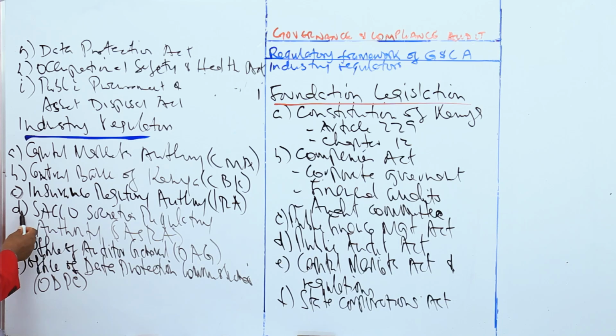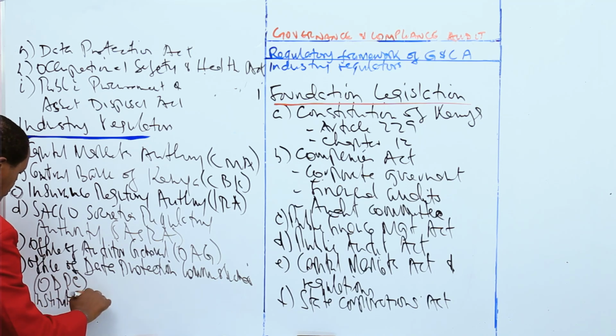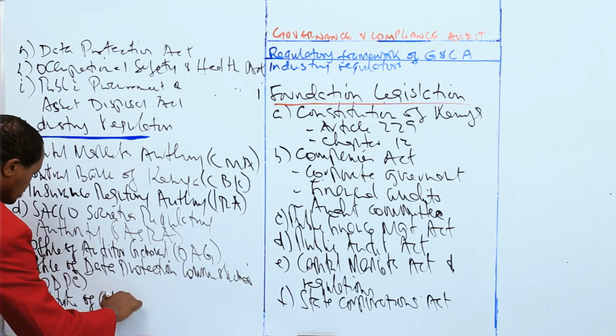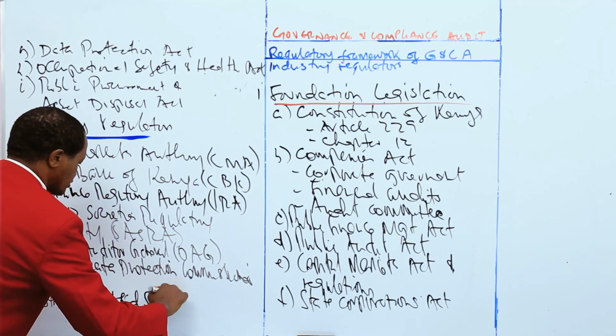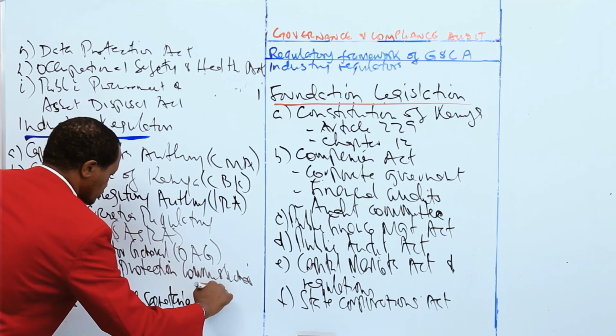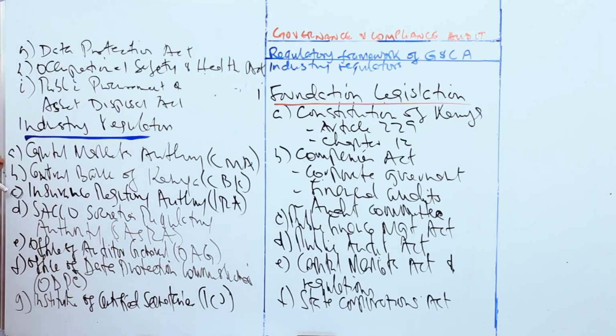A, B, C, D, E, F, G. G is the Institute of Certified Secretaries. Candidates, in our other lesson we discussed the role of ICS, particularly in the development of governance and compliance standards.